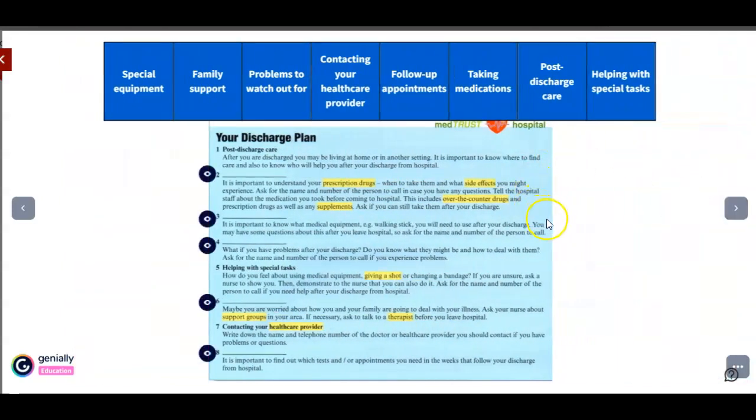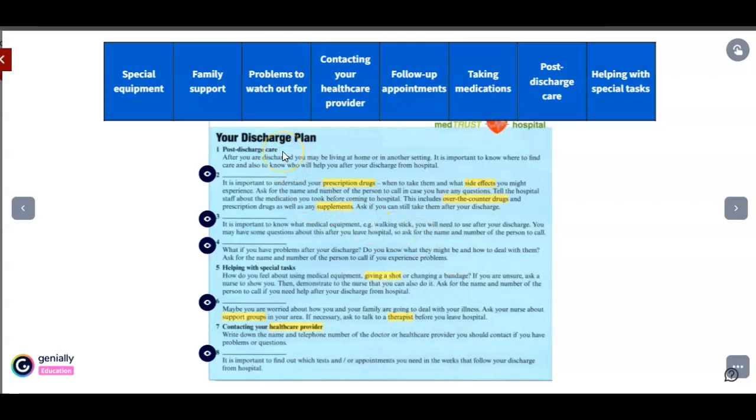In this image, we can see that we have different aspects that we need to consider when discharging a patient. In the previous video, we were talking about the special equipment. But in addition to this, we need family support, problems to watch out for, contacting your healthcare provider, follow-up appointments, and talking about medications. In fact, these two will be covered in the following two videos: the post-discharge care and helping with special tasks. So if you observe here in this image, we have the different parts of the discharge plan.